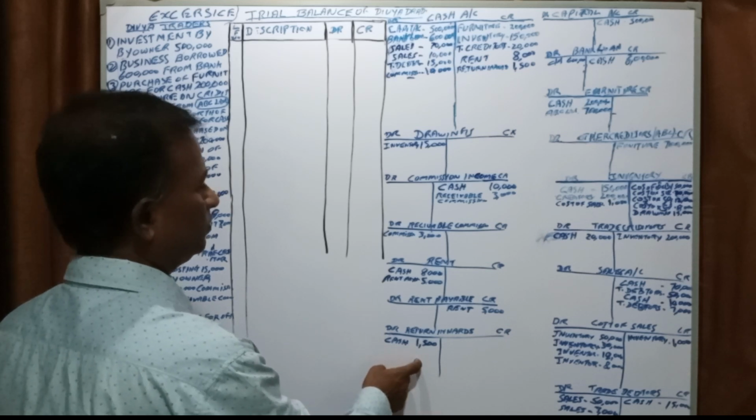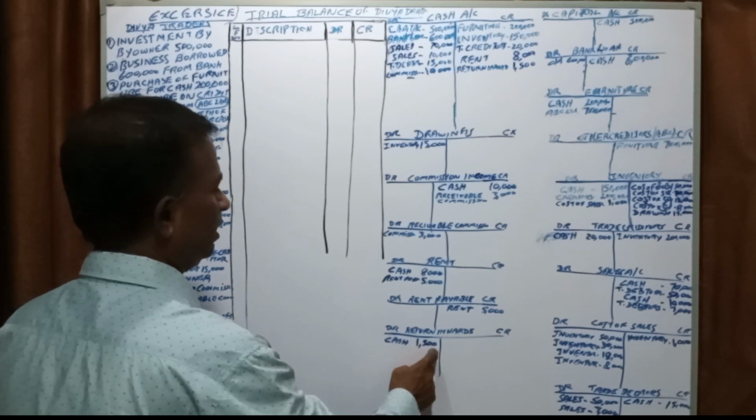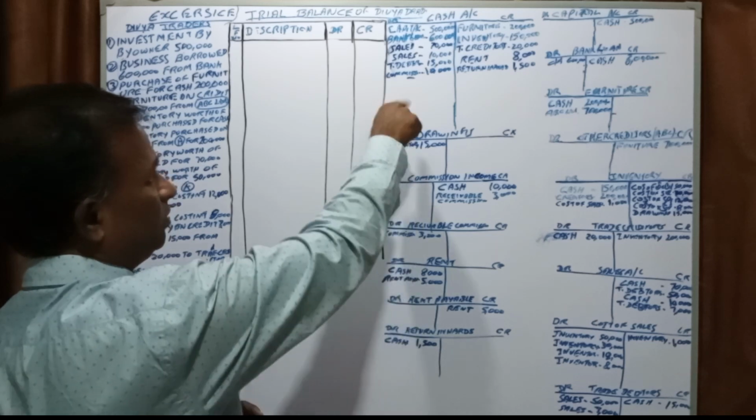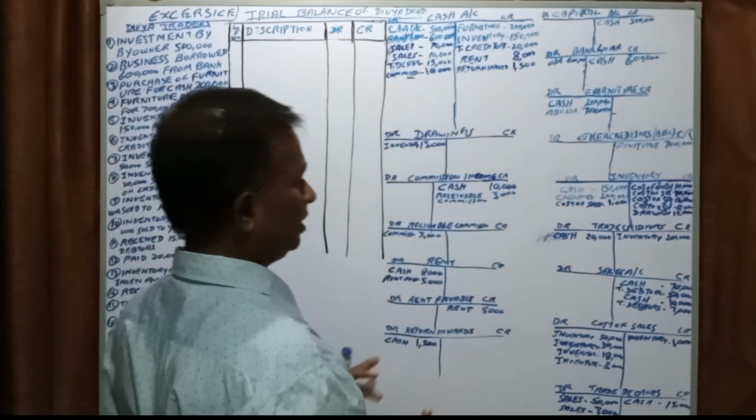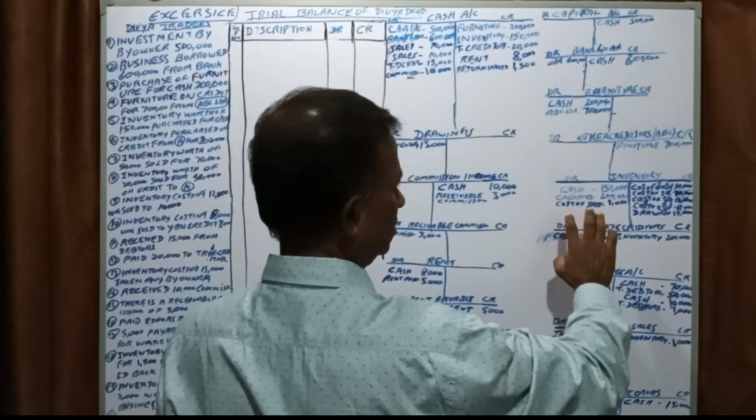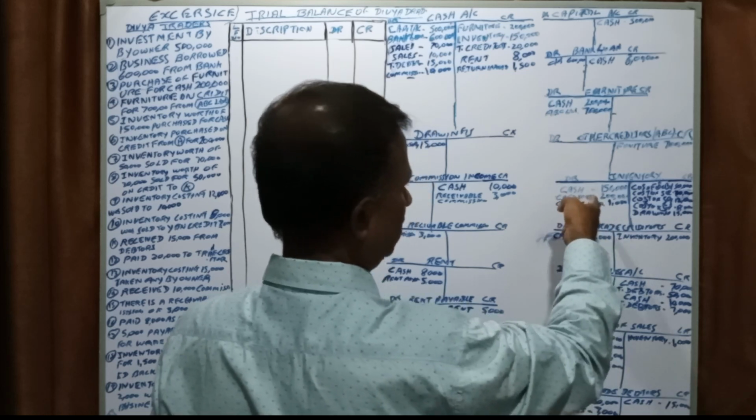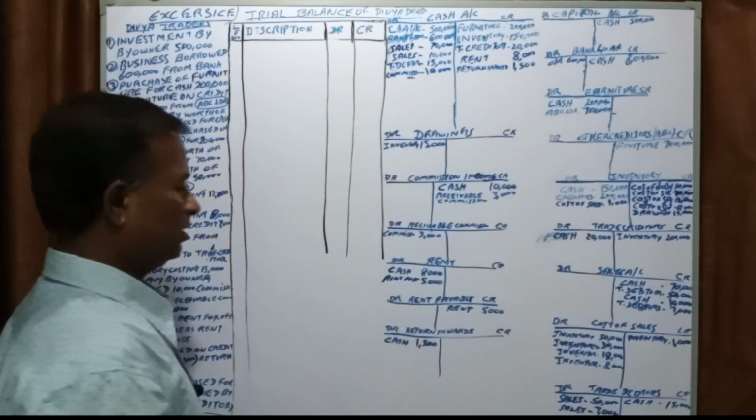Here one type of treatment is the sales amount. For the sales amount we have made a treatment. Next treatment is the cost amount. For the cost amount we are treating the inventory.